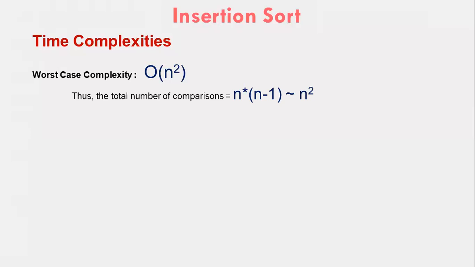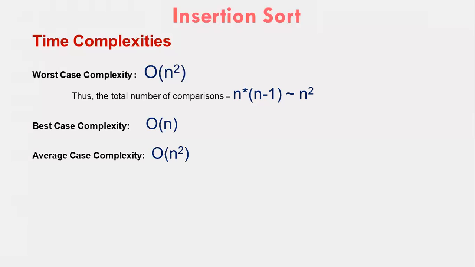Now coming to the best case complexity, it is order of n. So when the array is already sorted, the outer loop runs n number of times, whereas the inner loop does not run at all. So there is only n number of comparisons, thus the complexity is linear. Now coming to the average case complexity, which is order of n square. So this case occurs when the elements of the array are in jumbled order, neither ascending nor descending.